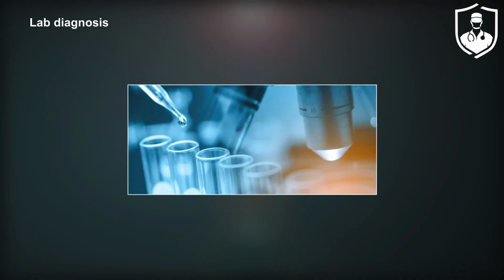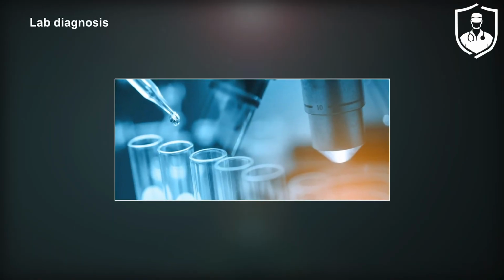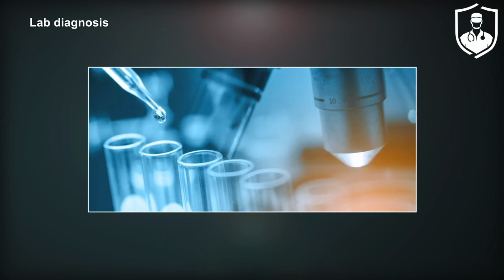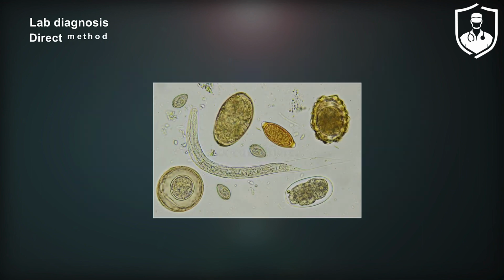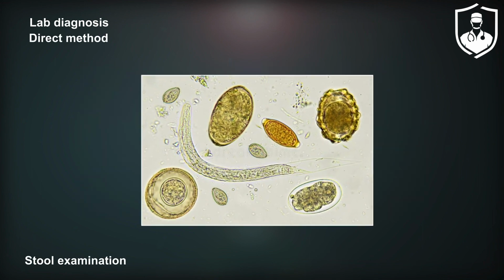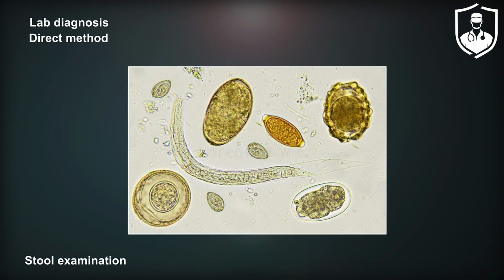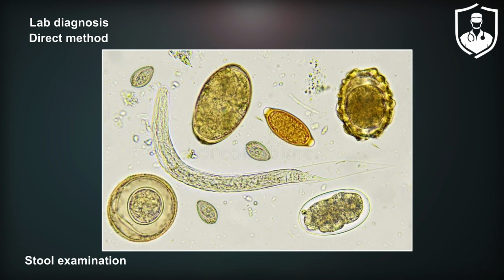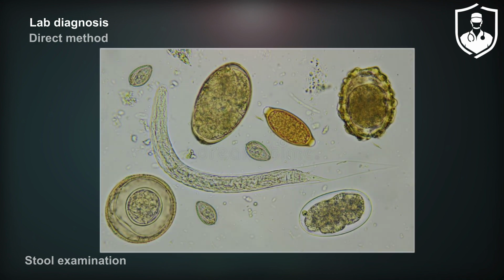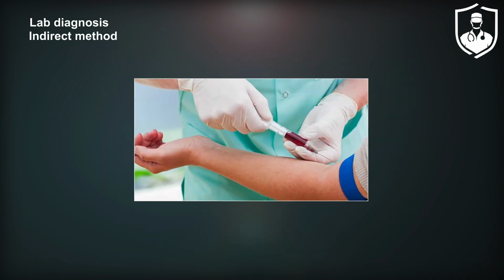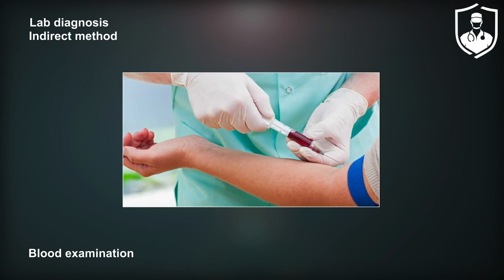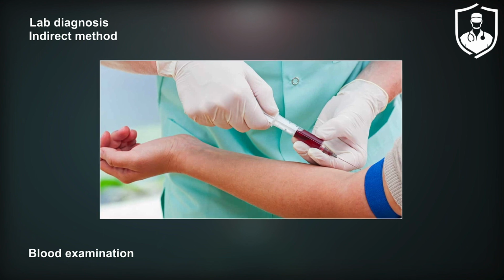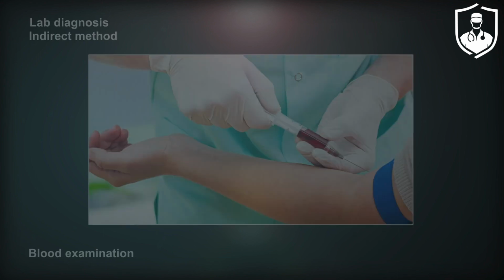Lab diagnosis. There are 2 methods, one is by direct demonstration of the worm or egg, and the other by associated symptoms. Direct method: stool examination. Adult worm or the eggs are demonstrated by microscopic examination of stool sample to confirm hookworm infection. Indirect method: blood examination. Blood examination shows microcytic hypochromic anemia and eosinophilia.